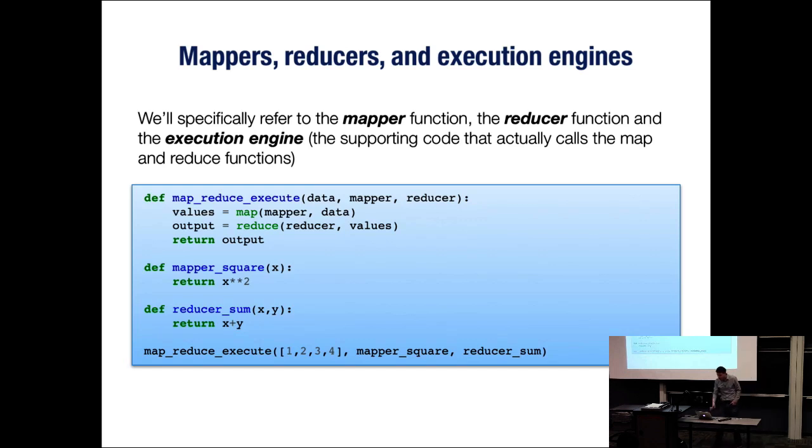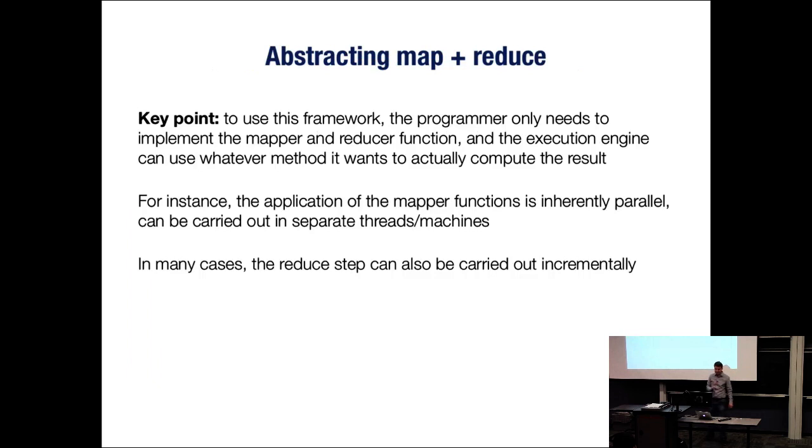But the key point here is that if this is implemented as it is right now, and I want to write some new function in my map plus reduce framework, if I'm going to stick with this framework, I only need to implement my mapper function and my reducer function. I don't need to write the execution engine. That's going to come in handy a lot when we start talking about more complex patterns for execution. So that's a really key point, and I want to emphasize it very heavily here.